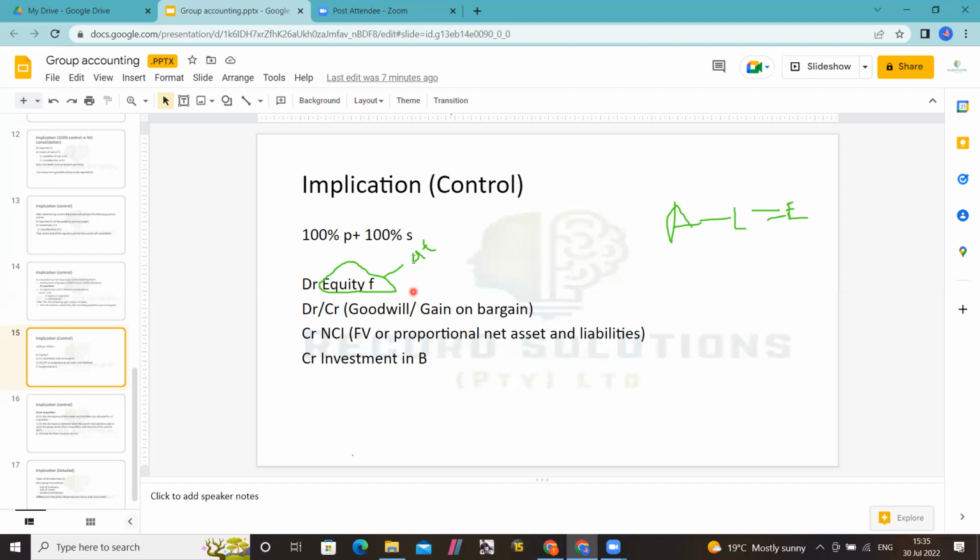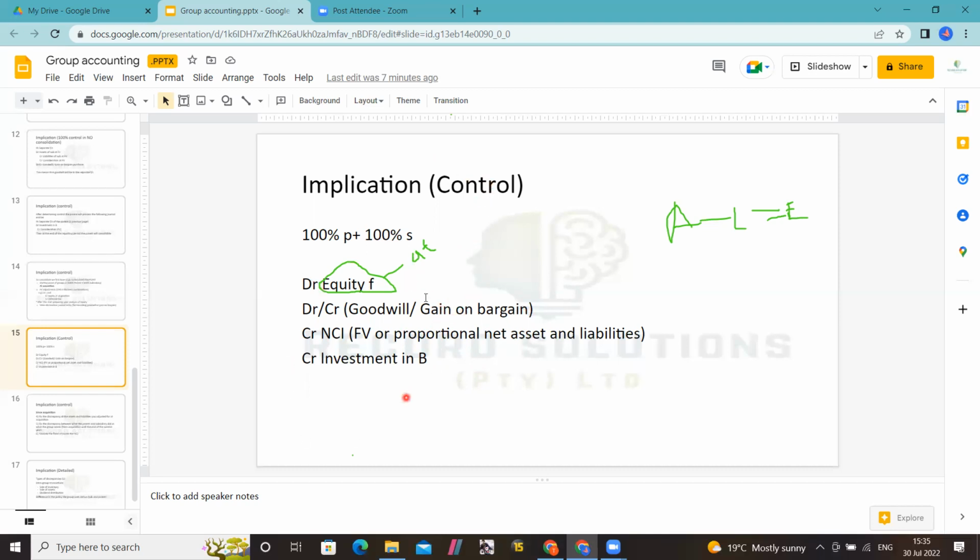So you bought more. Do you see that you bought more with 10,000? So you're going to debit what? Goodwill, 10,000. And then obviously if you bought less, it's gain on bargain purchase, credit with whatever amount it is, right?